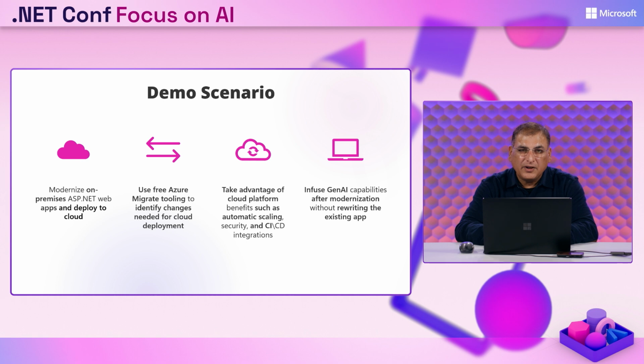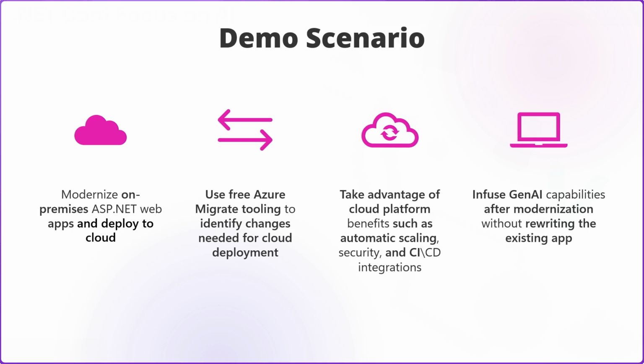Now, let's briefly talk about some of the demo scenarios that I'm going to talk about. So, you have a .NET web app on-prem that you plan to migrate to App Service and also infuse generative AI capabilities into your web app.